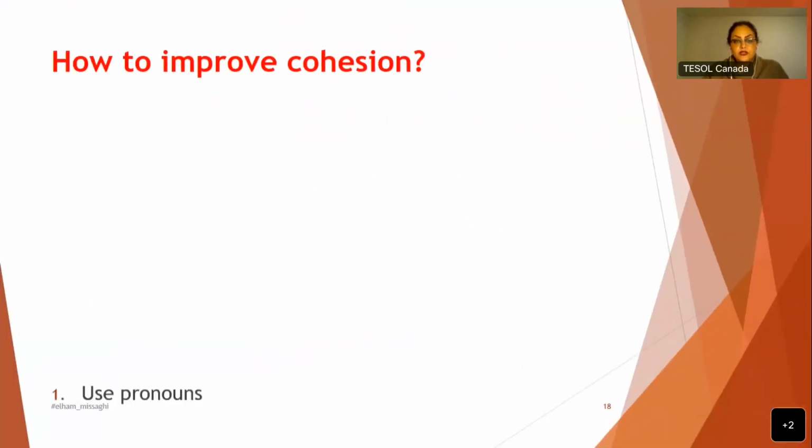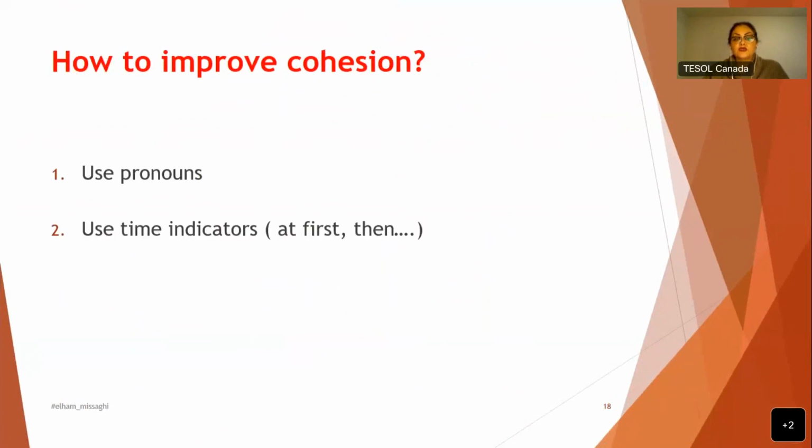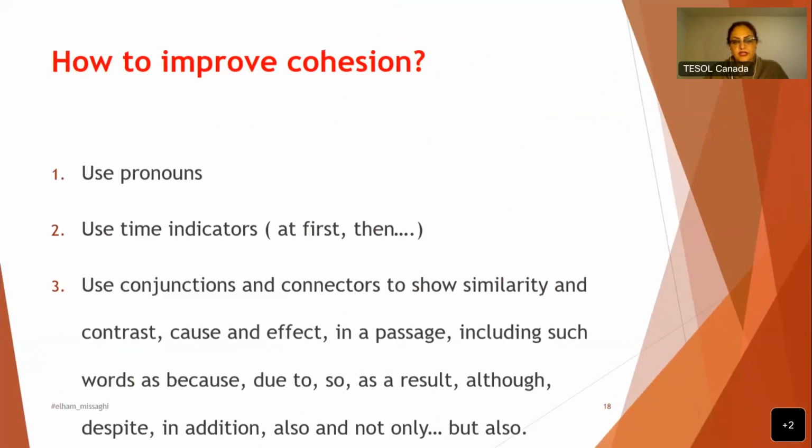How to improve cohesion? They should learn how to use pronouns, how to use time indicators like at first, then, next, after that, or afterwards, finally. So using conjunctions, basically. Because, due to, so, as a result, although, cohesive devices as well, like however, therefore, meanwhile, in addition. So using conjunctions, connectors, linkers, cohesive devices help improve the cohesion.